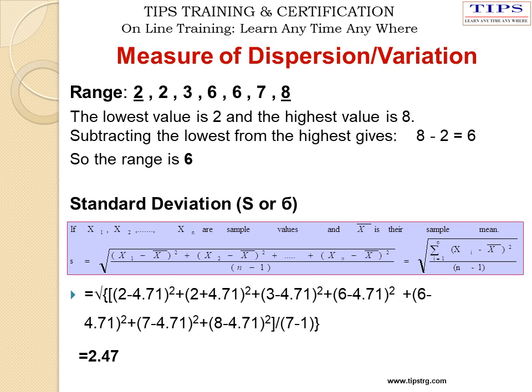Now we will see the example for measure of dispersion. The samples are the same as before, that is 2, 2, 3, 6, 6, 7 and 8. Now we will calculate the range. What is the maximum value in these samples? It is 8. What is the minimum value? It is 2. So range is equal to 8 minus 2, that is 6. Now we will calculate the standard deviation by putting these values in the formula. We will get 2.47 as the standard deviation.